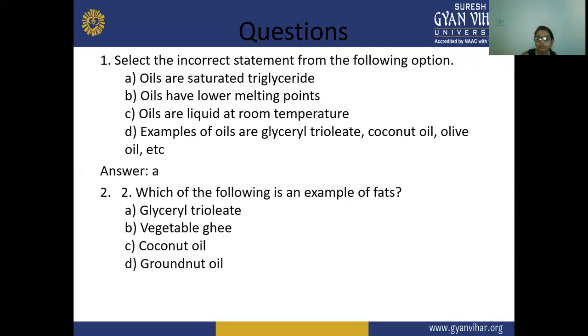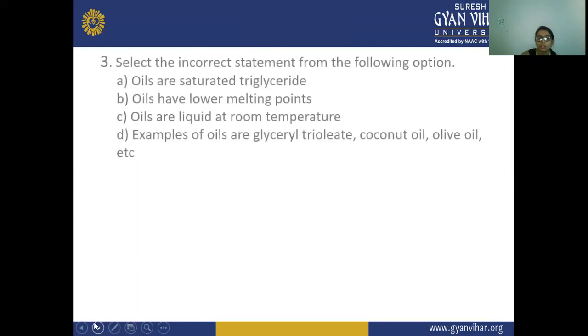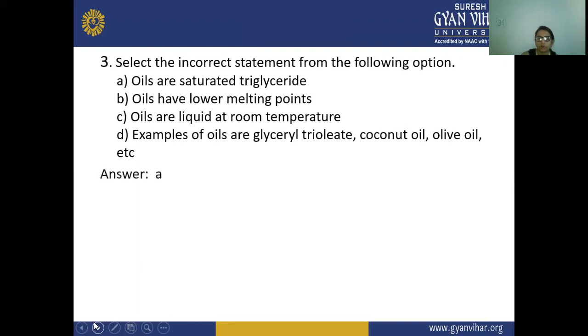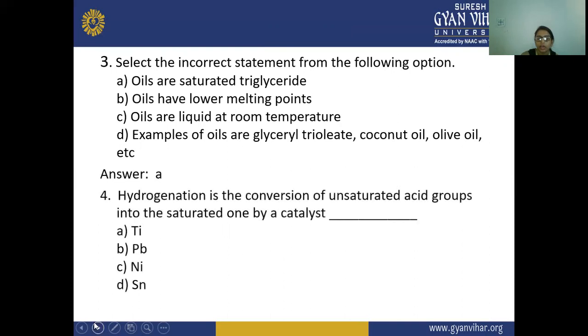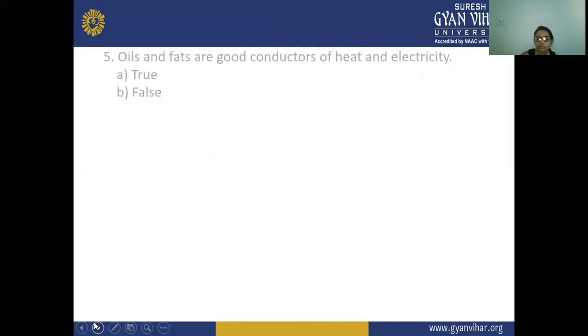Saturated fat. Which of the following is an example of fat? That is a vegetable. Select the incorrect statement from the following. That is, oils are saturated triglycerides. Hydrogenation is a conversion of unsaturated acid groups into the saturated ones with a catalyst, that is nickel.